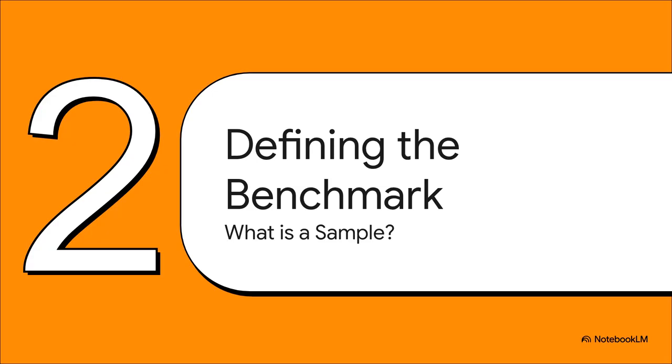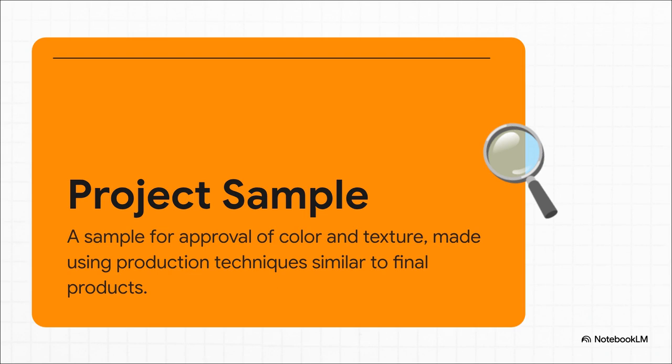Okay, so we get why they're important, but let's get down to brass tacks. What exactly is a project sample, according to the manual? The key phrase you really need to lock onto here is "similar production techniques." What that means is the sample has to be an honest-to-goodness representation of the final product. You can't just make a perfect little one-off piece in a lab. It has to reflect what's actually going to come off the production line, warts and all.